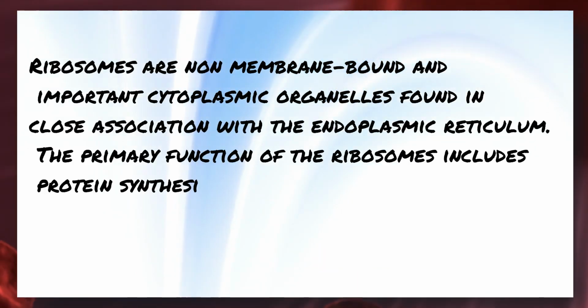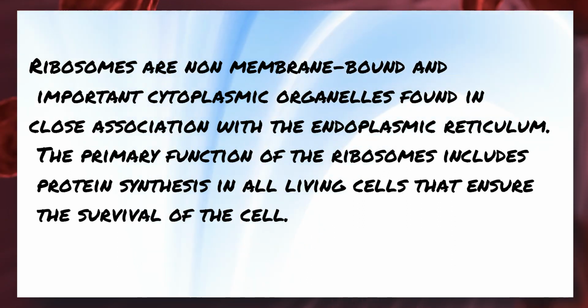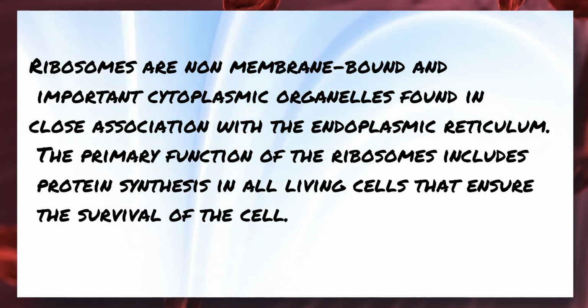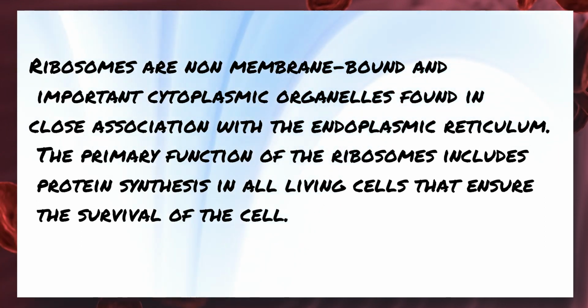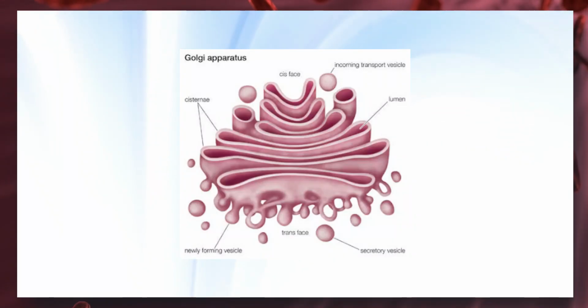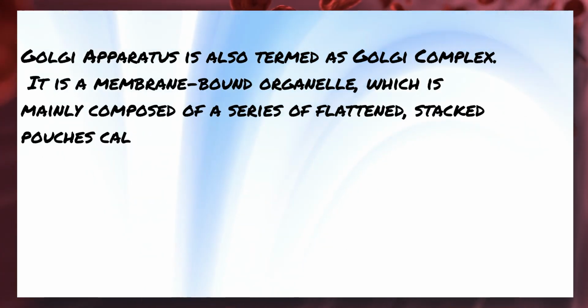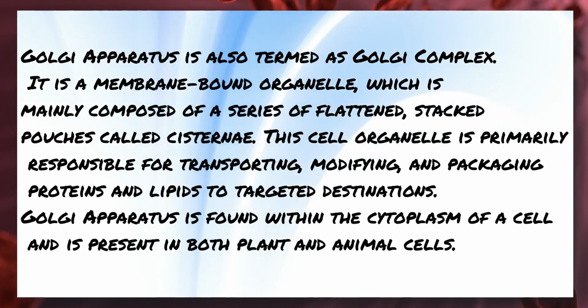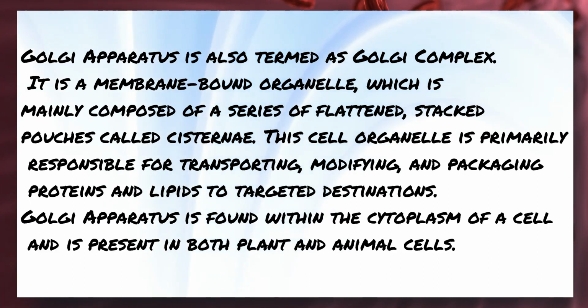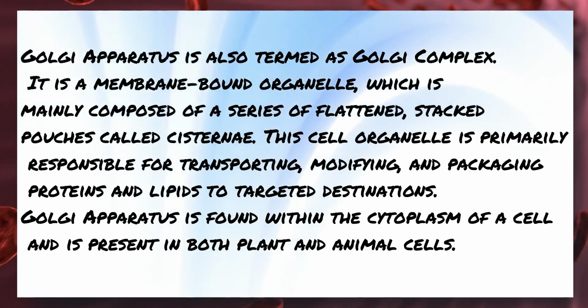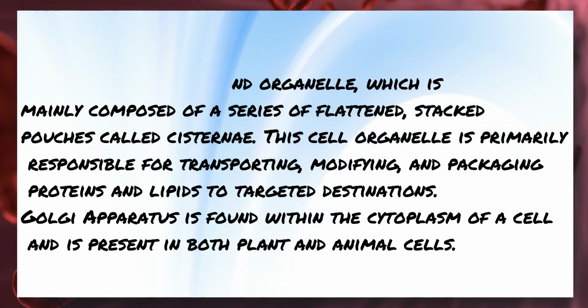Ribosomes are non-membrane-bound and important cytoplasmic organelles found in close association with the endoplasmic reticulum. The primary function of the ribosomes includes protein synthesis in all living cells that ensure the survival of the cell. Golgi apparatus. Golgi apparatus is also termed as Golgi complex. It is a membrane-bound organelle, which is mainly composed of a series of flattened, stacked pouches called cisternae. Golgi apparatus is found within the cytoplasm of a cell and is present in both plant and animal cells.